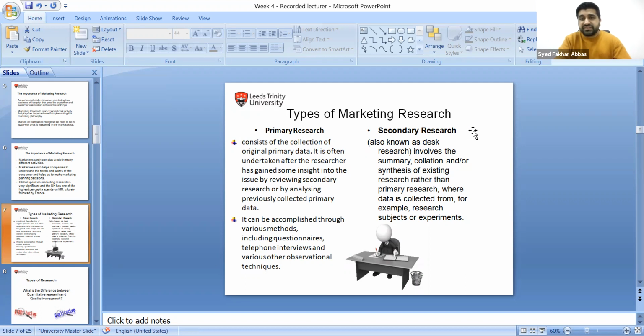Secondary research, also known as desk research, involves the summary, collection, and synthesis of existing research, rather than primary research, where data is collected from, for example, research subjects or an experiment. So in secondary research, they basically use the data that has already been collected by primary research.